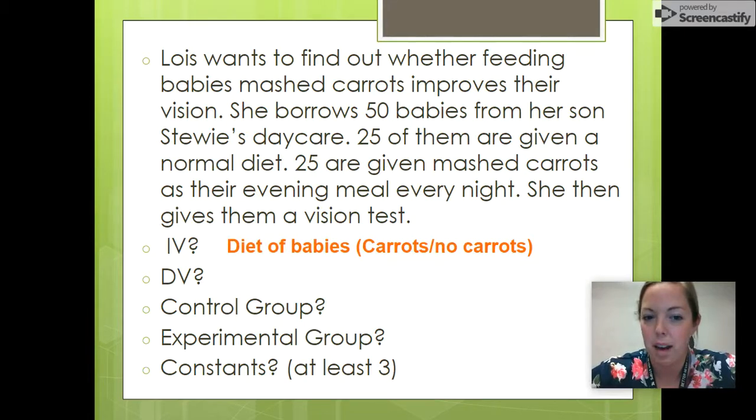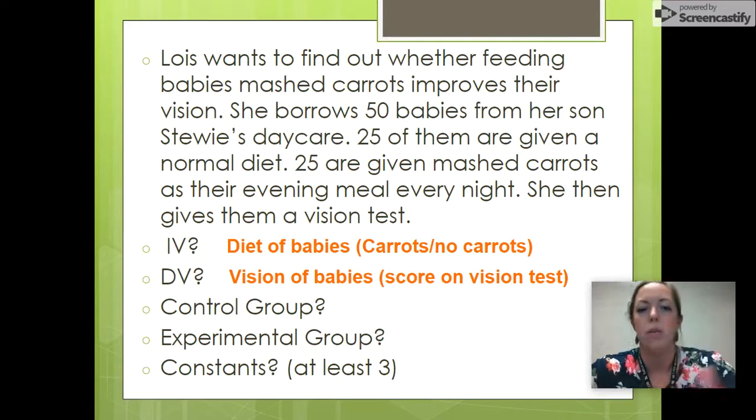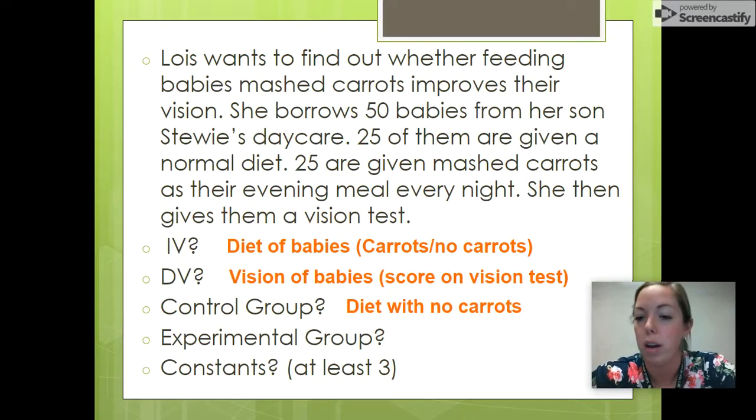The diet of the babies would be the independent variable. That's what you're changing, you're manipulating: carrots or no carrots. The dependent variable would be the vision. Maybe she'll give them a vision test, and whatever they score would be the dependent variable. So the vision of the babies depends on the diet of the babies. The control group would be the diet with no carrots. They're going to compare the diet with carrots to the one without. The experimental group would be the diet that has carrots.